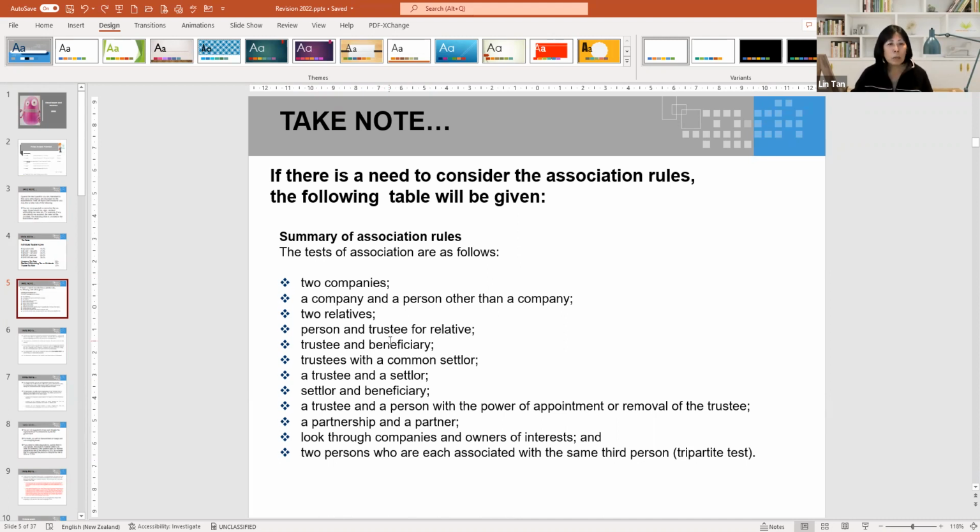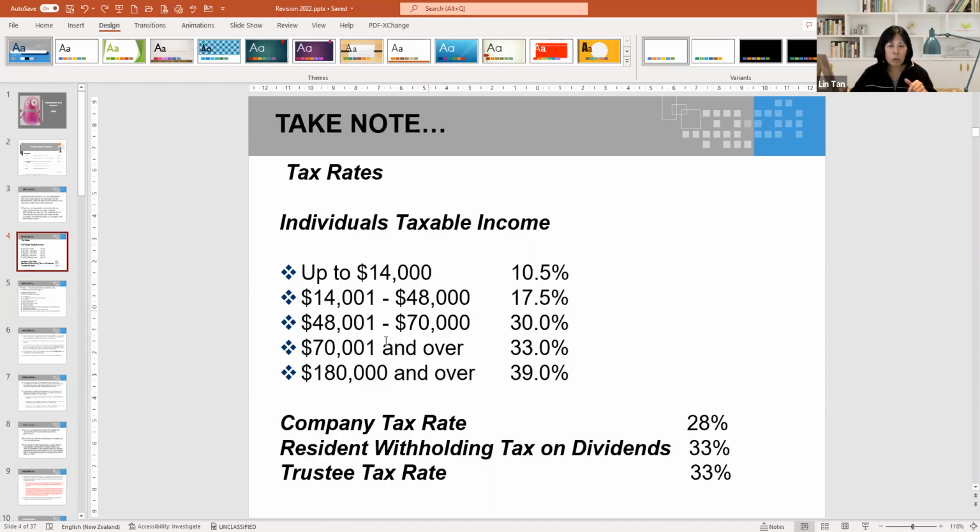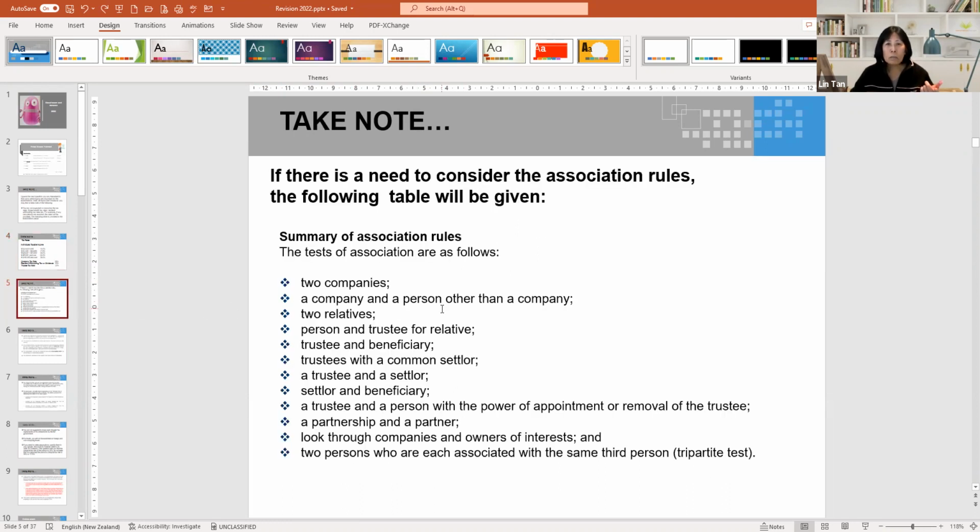So this table will be given in the exam. In the online exam, these are all put under references. When you start the exam, from the first page, somewhere at the bottom it tells you that you can click on these references. If you click on the references, it will show you whatever rates I've shown you here. And if there's anything that relates to associated person rules, you'll find that this list will also be provided.